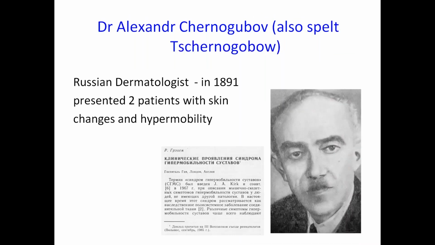And then it was a Russian dermatologist, Tschernogobov or Chernogubov, depending on how you pronounce and spell his name. It seems to be in the literature with 2 different spellings. He was a dermatologist, and really it was this gentleman back in 1891 that first described the clear features of EDS. He published in Russian, and you can see a little chunk of that literature that he published there. Because it was published in Russian, it didn't get widespread coverage, and therefore the syndrome in the West hasn't been recognized under his name, but in Russia it's still called Chernogubov syndrome.